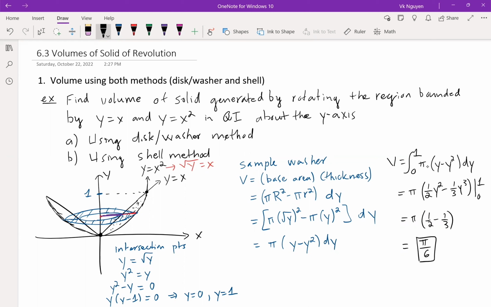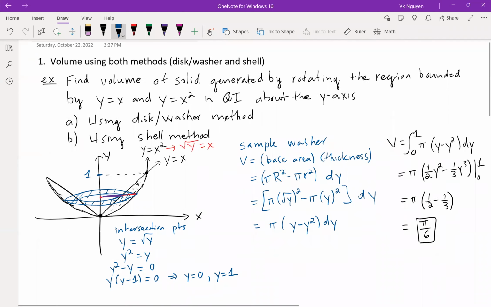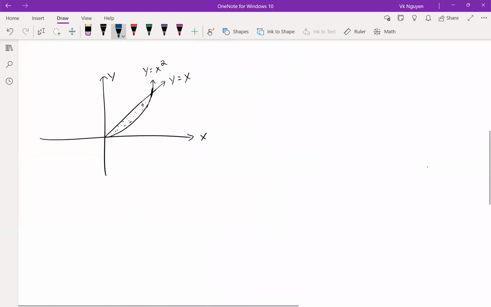Now, let's take a look at how we use the shell method. To use the shell method, we're going to be using a vertical stripe. Before that, let me sketch out the reflection here. Let's take a look at a vertical stripe. We're going to rotate the vertical stripe, and the rotation is going to get us a sample shell.